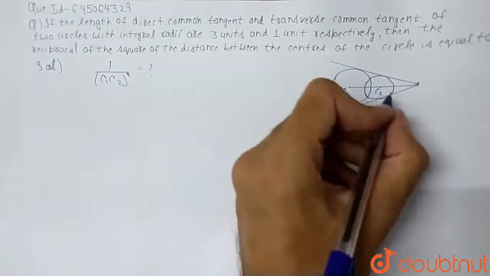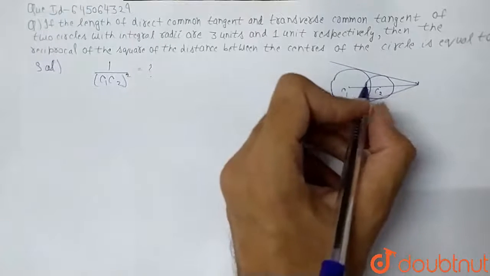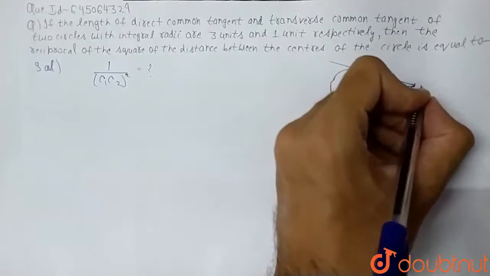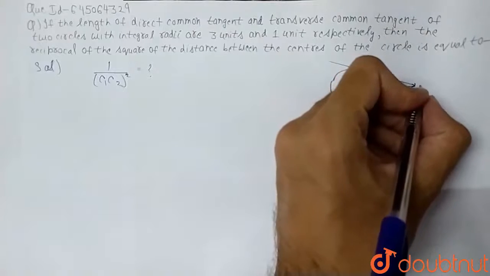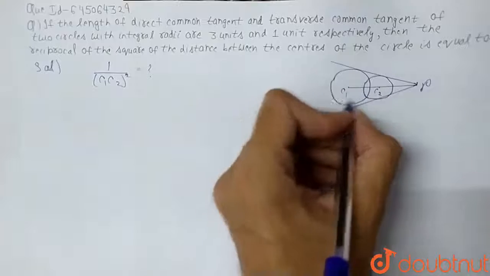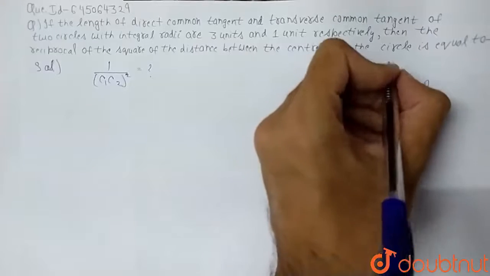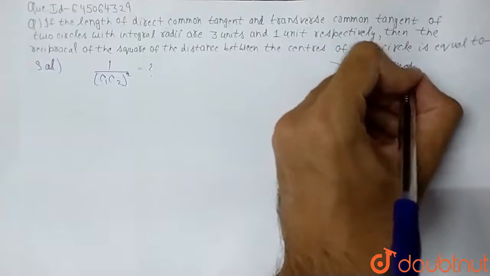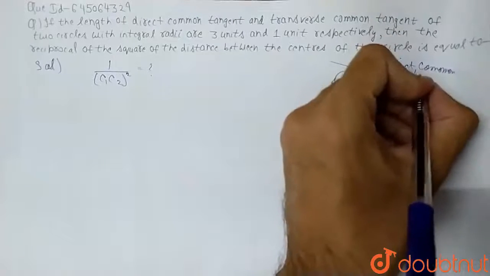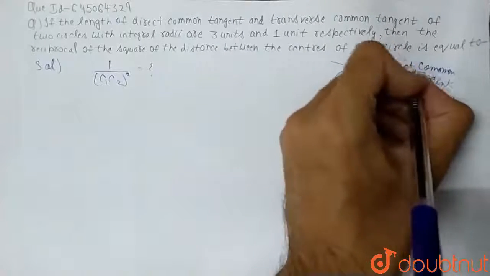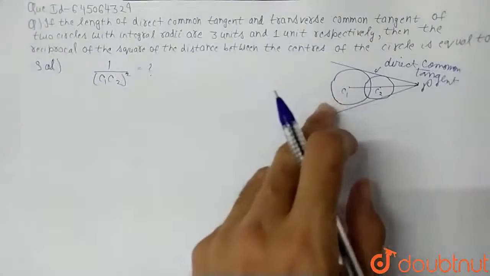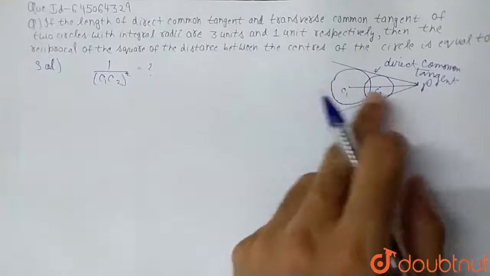Let us suppose these are the two circles, and this is the intersection point P. These two are tangents, and this is the direct common tangent. So first, we have two circles with centers C1 and C2.